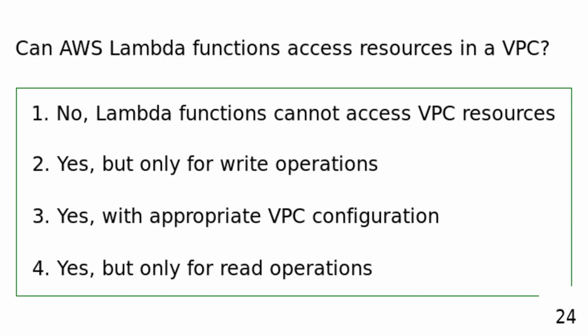Can AWS Lambda functions access resources in a VPC? No, Lambda functions cannot access VPC resources. Yes, but only for write operations. Yes, with appropriate VPC configuration. Yes, but only for read operations.